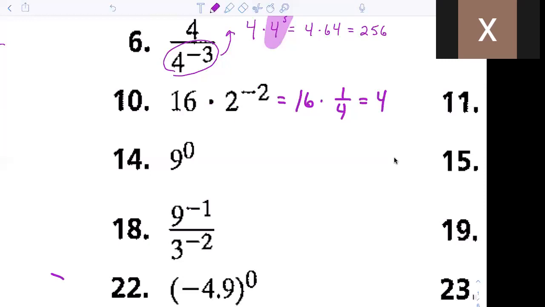2 to the negative 2 is the same as 1 over 2 squared. That's what I was hoping you would say, William. 2 to the negative 2 is 1 over 2 squared. And what's 2 squared?